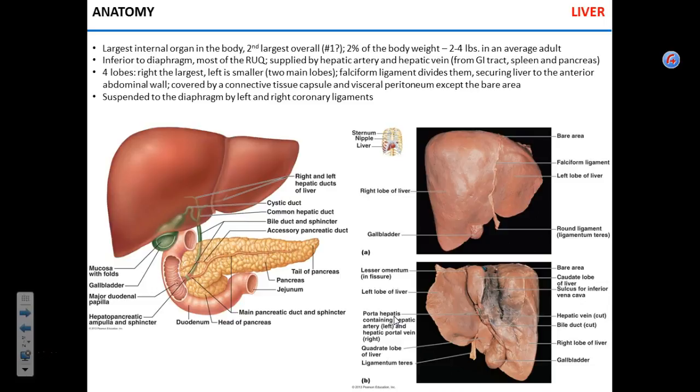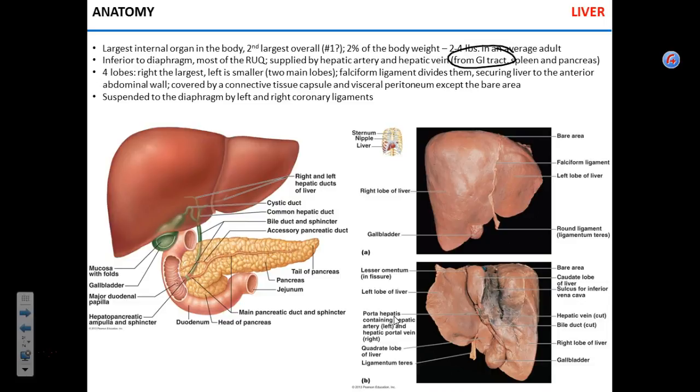So hepatic artery and hepatic vein supply the blood. Here's an interesting detail, especially about hepatic vein. It brings the blood from GI tract. After the nutrients were absorbed in the intestine, that blood with absorbed nutrients makes its way to the liver.